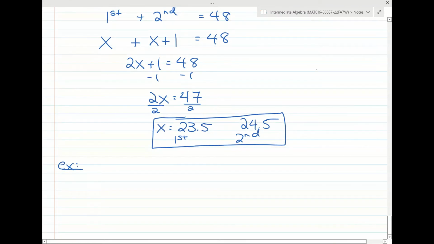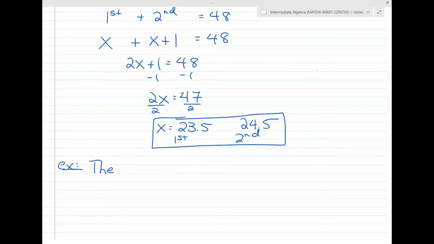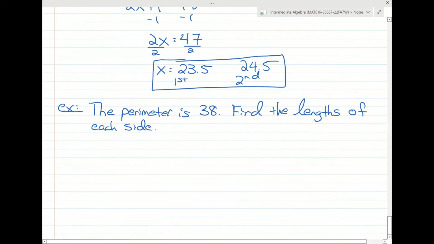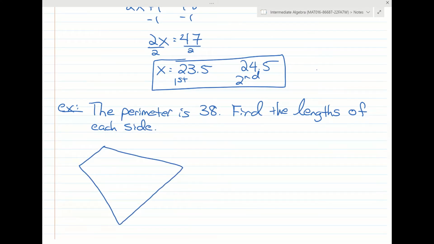Right. What if I told you the perimeter is 38, and we want the length of each side? And what if we had a picture that looked like this? And I told you this side was x plus 8. This side was x plus 4. This was 3x minus 2. And this was x squared minus 2x.